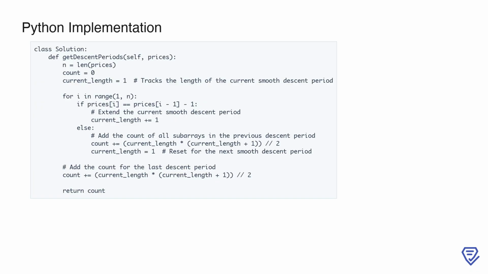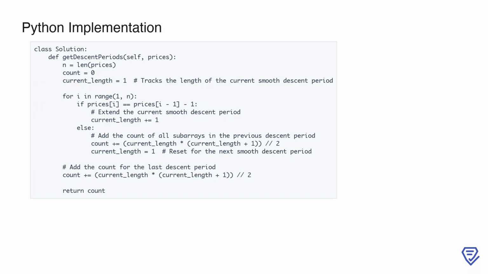If the current price does not continue the descent trend, the algorithm calculates the number of subarrays within the current smooth descent period using the formula current_length * (current_length + 1) / 2. This formula determines the total number of contiguous subarrays for a sequence of length current_length. After this, current_length is reset to 1 to start tracking the next sequence. Finally, after exiting the loop, the algorithm adds the contribution of the last descent period, if any, to the count. The result is returned as the total number of smooth descent periods.